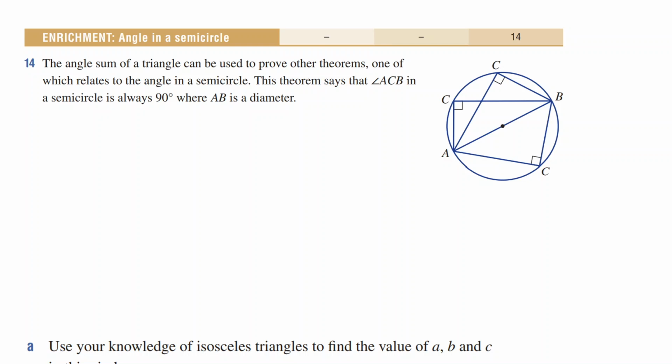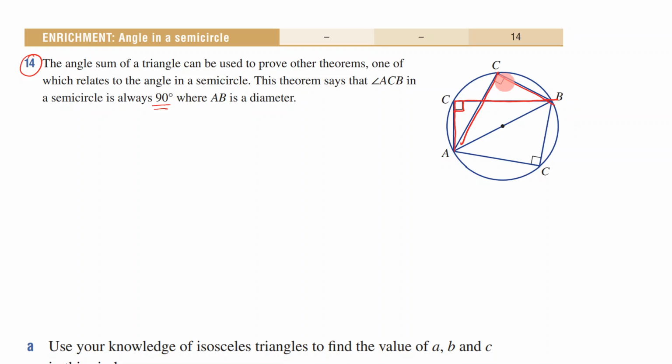Welcome. So in this video, we're going to go through question 14, which says the angle sum of a triangle can be used to prove other theorems, one of which relates to the angle in a semicircle. The theorem says that the angle ACB in a semicircle is always 90 degrees, where AB is a diameter. So what it's saying here is that the angle ACB, so this one right here, is always 90 degrees.